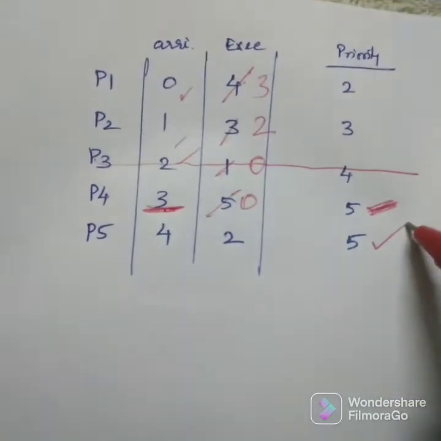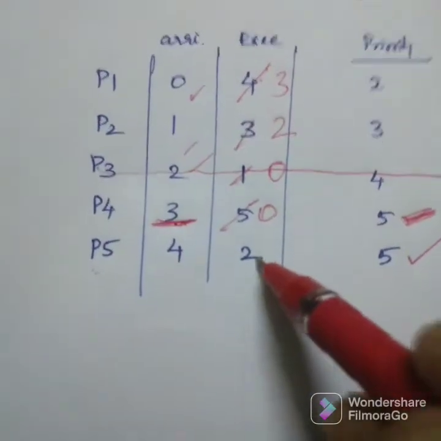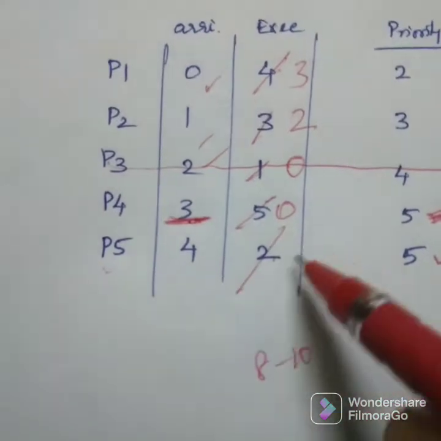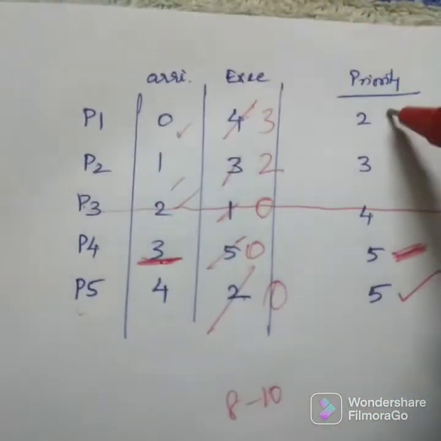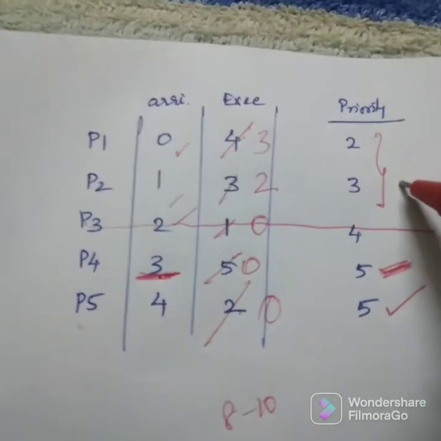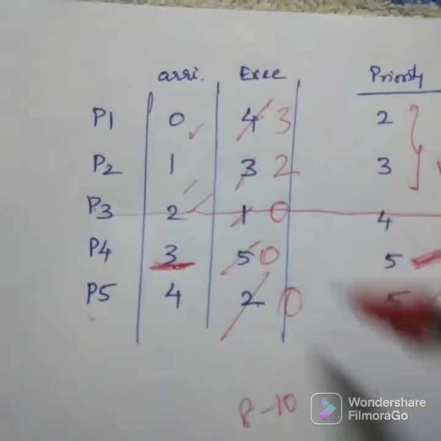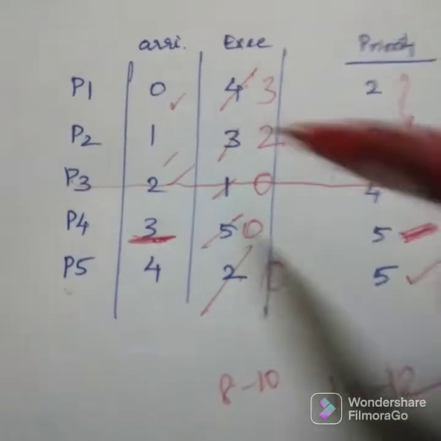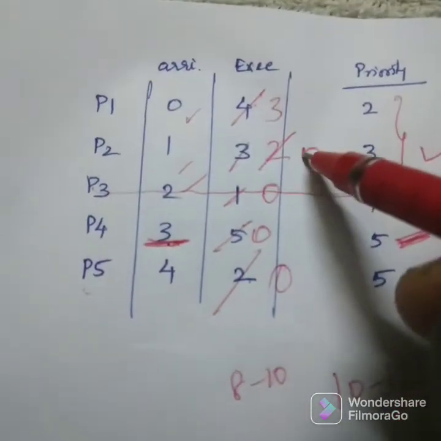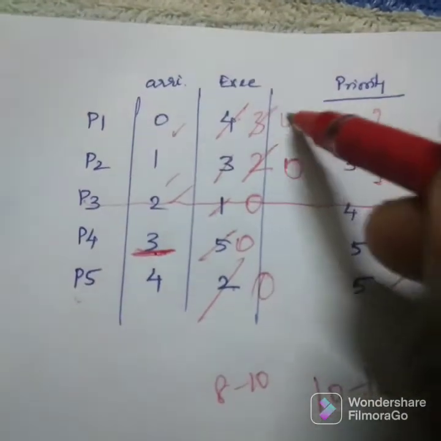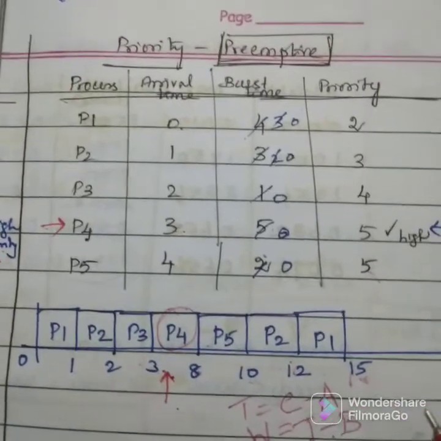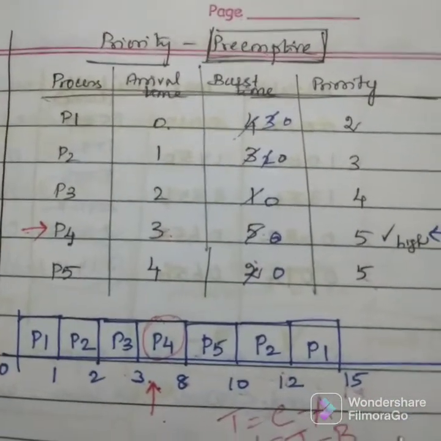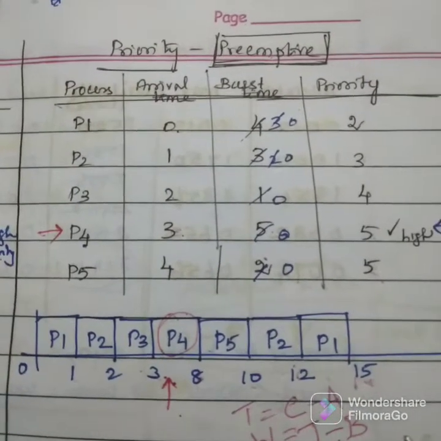Then the next highest priority is P5. So from 8 to 10 it will be executing, and it will also be over. Then only the remaining 2 exist. Among these, this is the highest priority. So from 10 to 12 this will be executing, and it will be over. Then finally these 3 will be over from 12 to 15. Now I hope you can understand better. We can see the remaining CPU scheduling algorithms in the next lecture. Thank you.